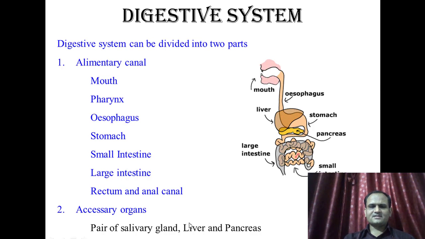They are said to be accessory because of what? They are not essential for the process of digestion. If the liver is removed, if the pancreas is removed, it is quite difficult to live without them, because a large variety of functions has to be carried out by the liver. But as far as digestion is considered, the liver or the pancreas hardly affect the digestion.